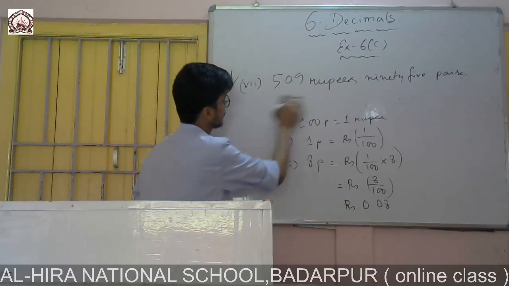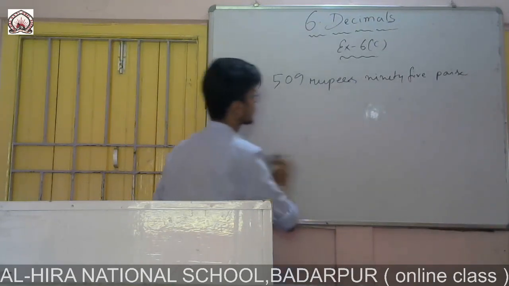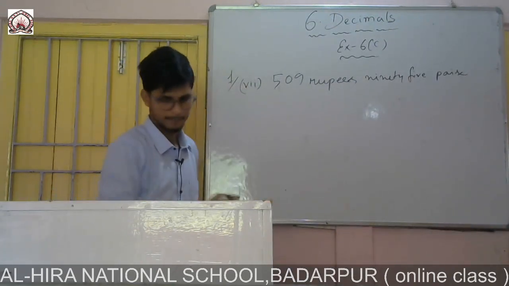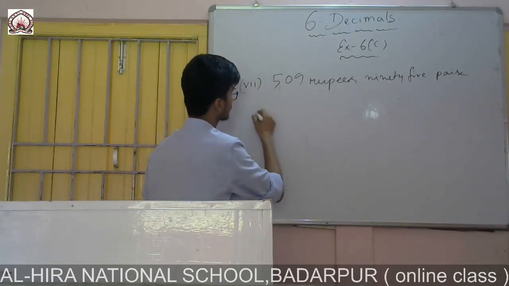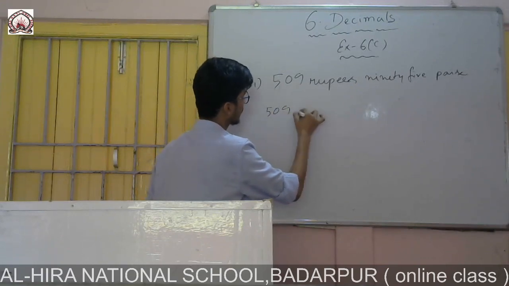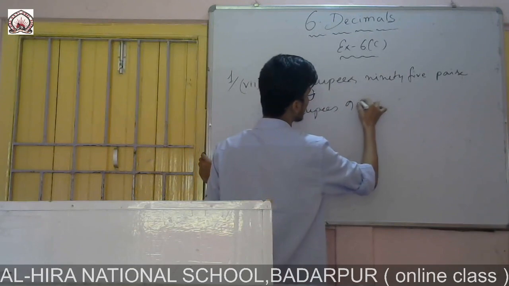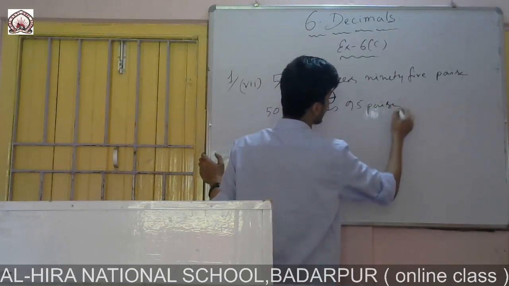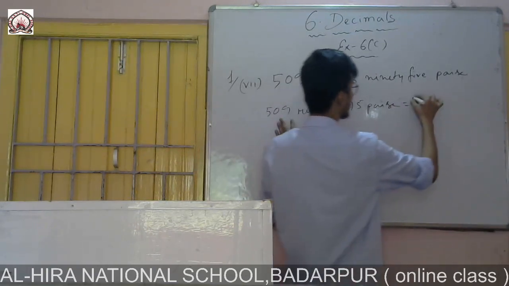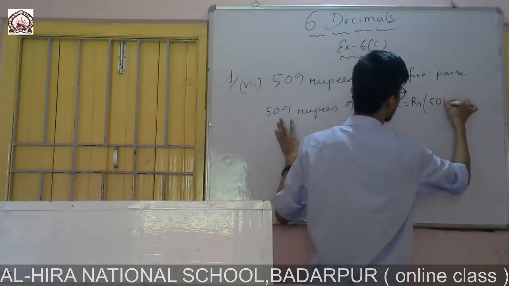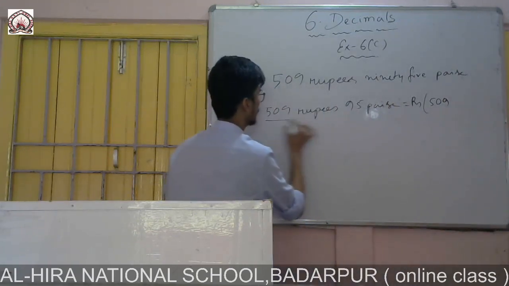So you can do it directly. You know how to do conversion, simply you have to divide by 100. So you write 509 rupees and 95 paisa. This part is in rupees, so there is no need to change it. Directly you write 509.